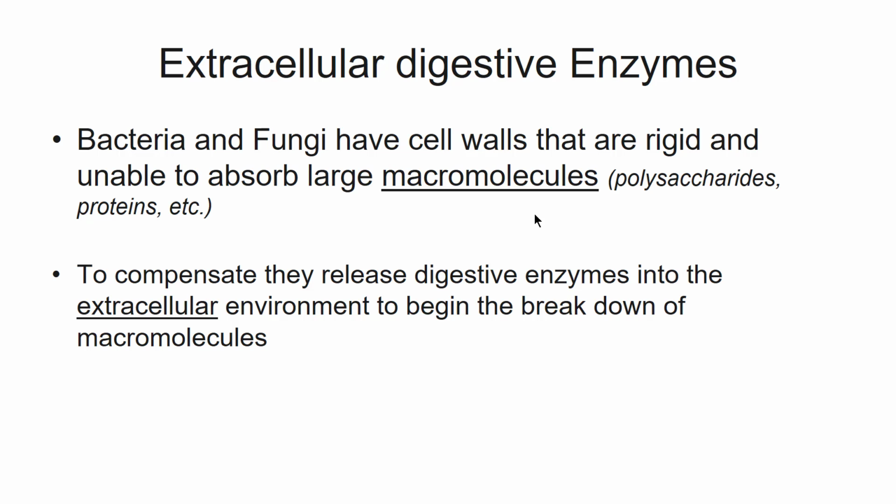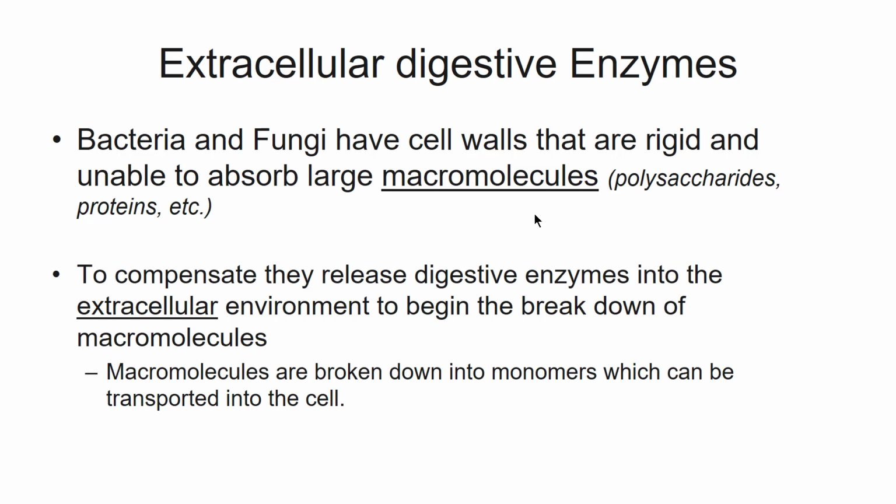And so as a result, they actually release digestive enzymes, and those digestive enzymes are going to break things down on the outside of the cells. And as a result of that, these macromolecules break down into smaller and smaller pieces called monomers. And monomers then can be transported into the cell. And from there, then the organism can break it down and use it further for energy or building blocks.